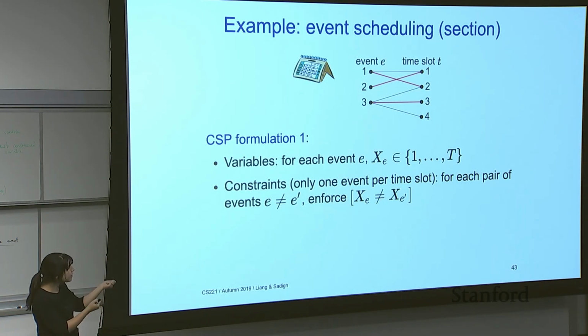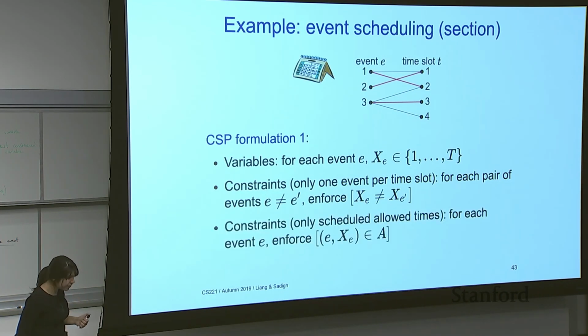And how many of these do I have? Well, I have on the order of E squared of them, right? Because let's say I have E events. Then I have E times E options here to make sure that they're not equal to each other. So I have E squared binary factors.